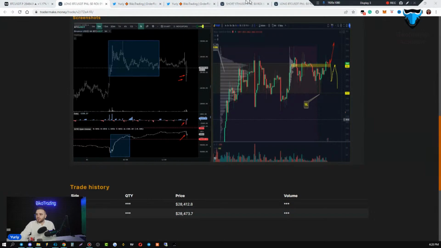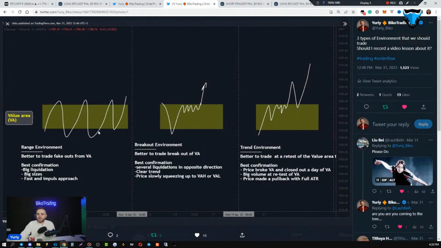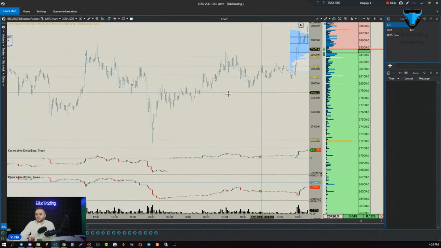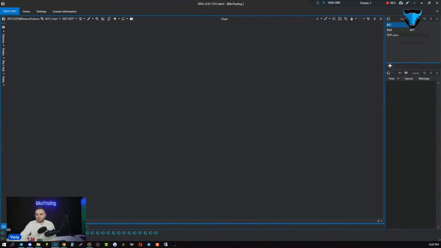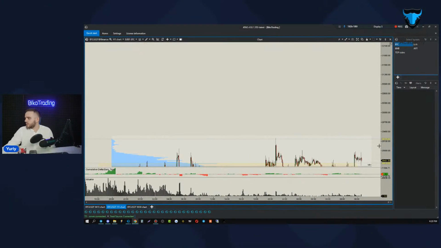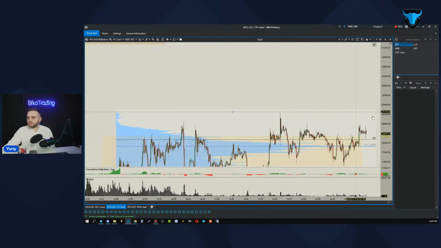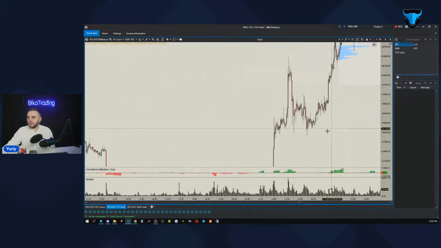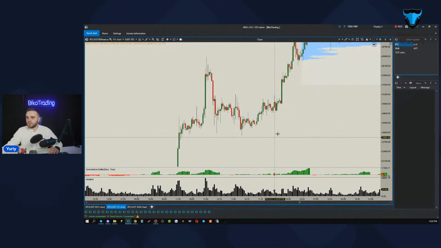Okay, that's we covered a range environment. Let me show you a few additional examples of a range environment. When you analyze a range environment, it's better to do it here. Let me open my platform. Okay. Have a look at this example. Let me show you several examples.